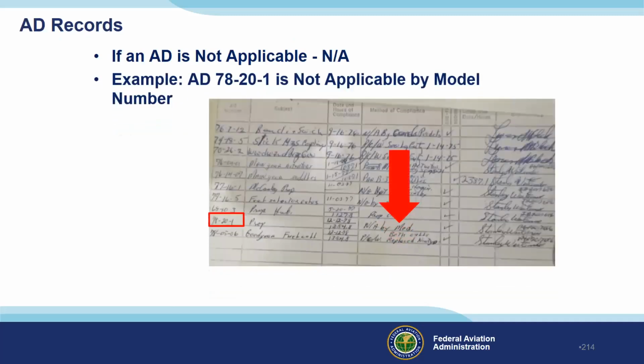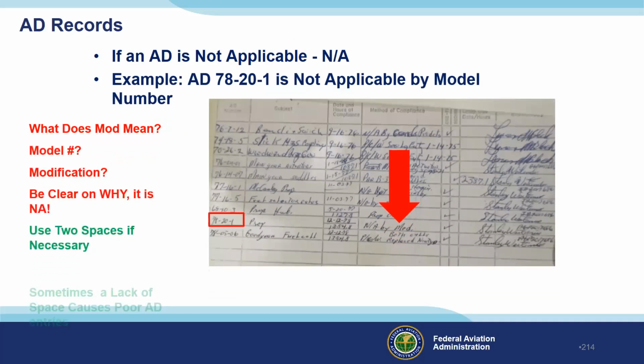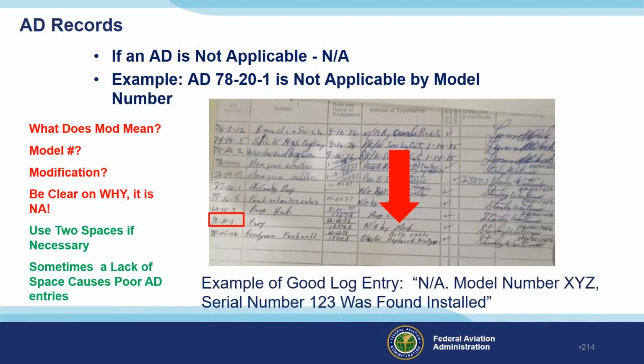If an AD is not applicable, here's one. It says it's NA by mod. What does mod mean? Model, modification. Be clear on why it's NA. Use 2 spaces if necessary. I think sometimes the lack of space on these forms causes people to really abbreviate, and you don't get the detail you need. An example of a good entry would be NA because model number XYZ, serial number 123 was found to be installed. Tell why it's not applicable.